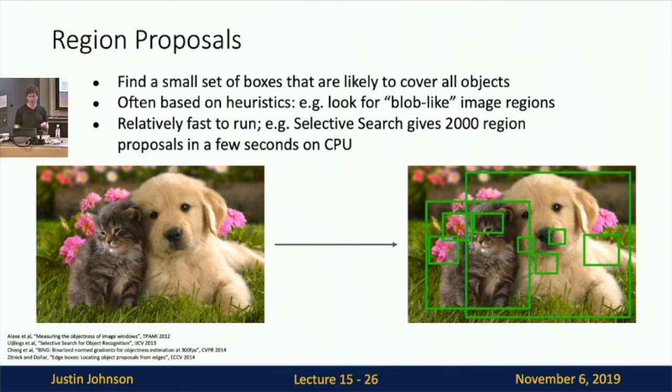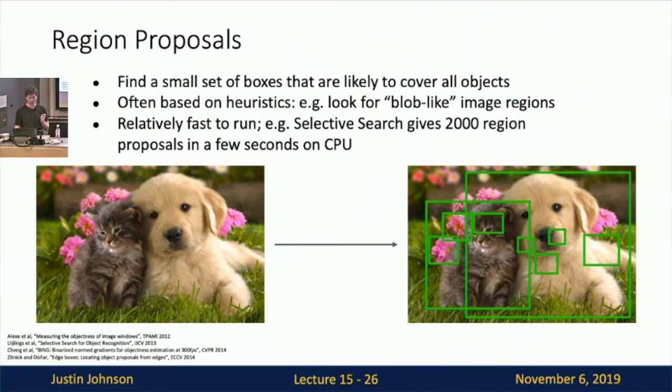So one of these very famous methods for region proposals was this method called selective search. Selective search was some kind of algorithm that you could run on a CPU, and it would give you about 2,000 object proposals per image in a couple of seconds of processing on a CPU. And these 2,000 region proposals that it would output would have a very high probability of covering all of the interesting objects that we cared about in the image.